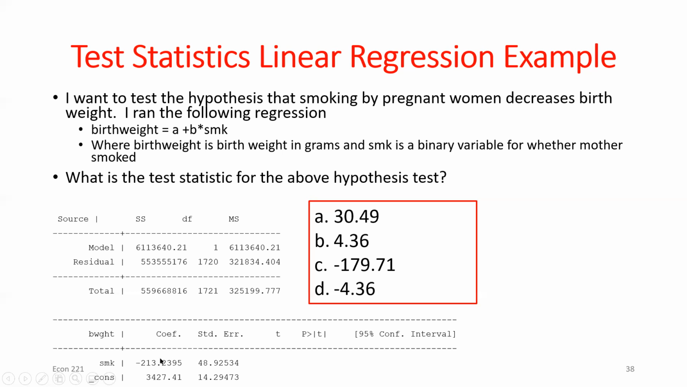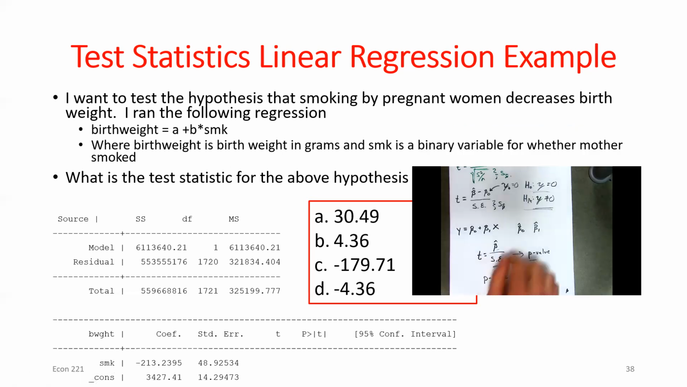How would I find my test statistic? Well, I've got my coefficient. This is like my beta hat that I was showing you before. So let me blow this up so you have this. Here's my slope coefficient, just divided by my standard error. So notice here, just take negative 213 divided by 48.9. If I round this pretty badly, 200 over 50 is about 4. It's negative, so negative 4.36.